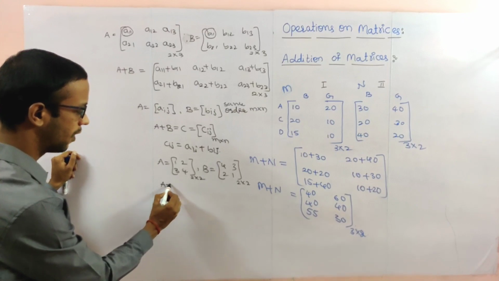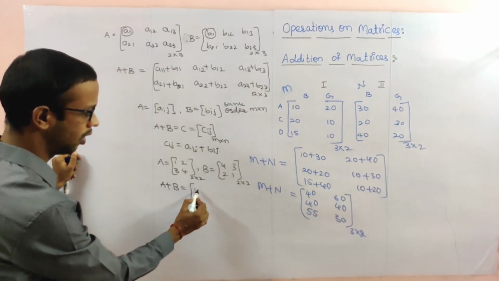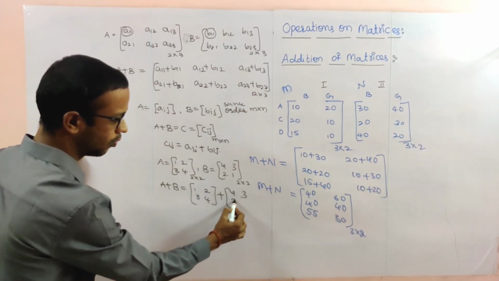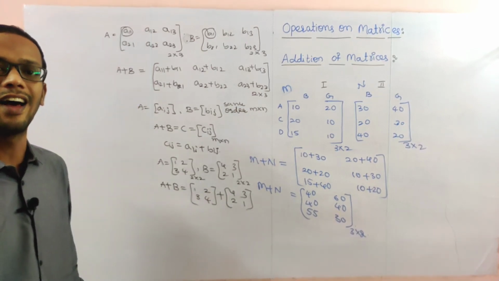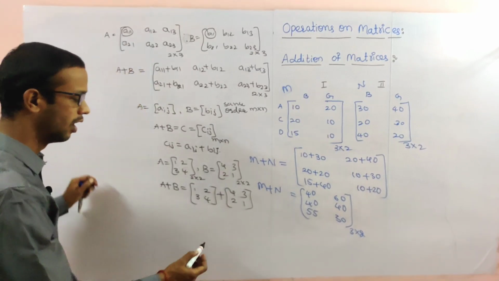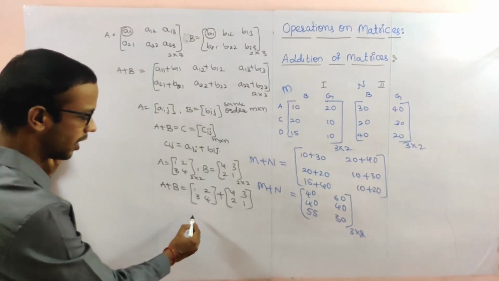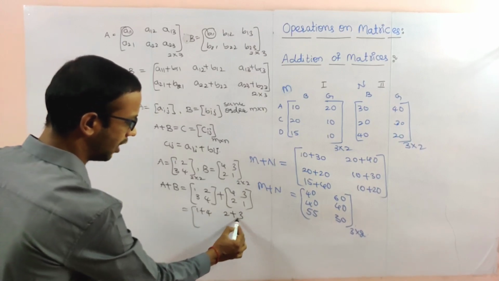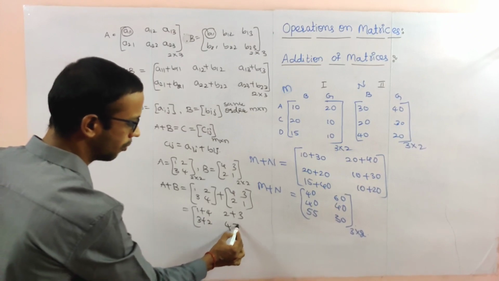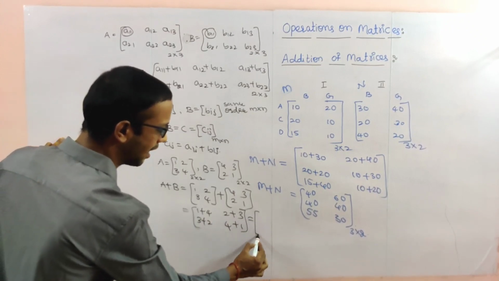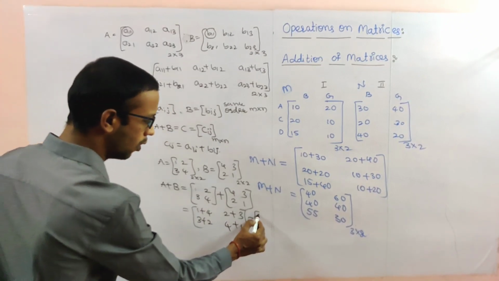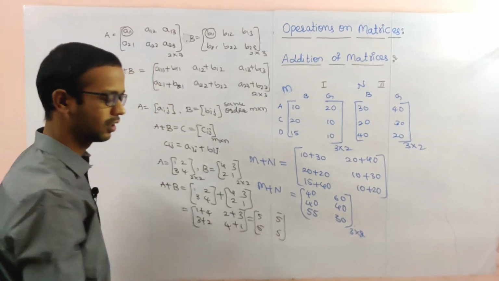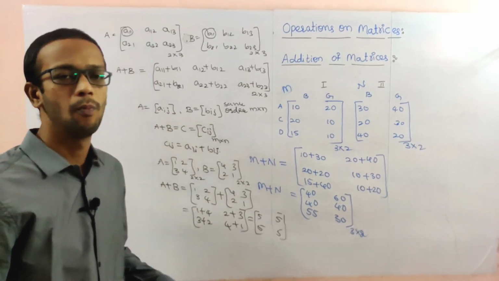So what we have to find here? A plus B is equal to 1, 2, 3, 4 plus 4, 3, 2, 1. Corresponding elements addition, how we will write? 1 plus 4, 2 plus 3, 3 plus 2, 4 plus 1. So total matrix how much will you get? 5, 5, 5, 5. So this is the addition of two matrices.